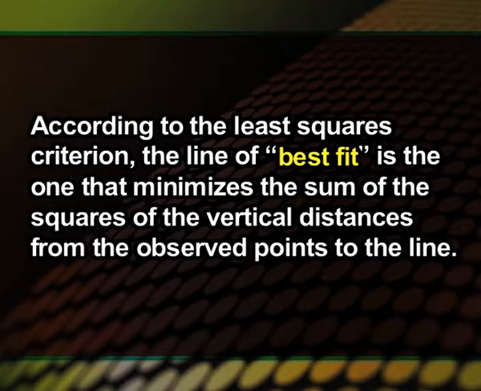We therefore need to establish a criterion for selecting a line of best fit. A frequently used criterion is the least squares criterion. According to the least squares criterion, the line of best fit is the one that minimizes the sum of the squares of the vertical distances from the observed points to the line.